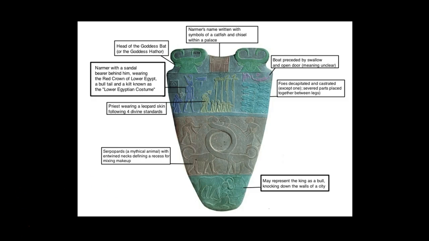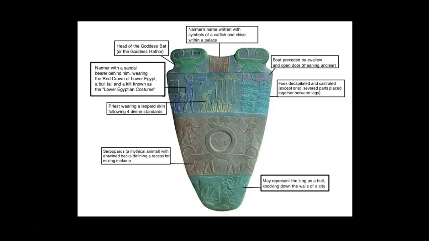In addition to the primary scenes, the palette includes a pair of fantastic creatures known as sauropods. And I said they were lions. They're actually leopards with long, snaky necks who are collared and controlled by a pair of attendants. Their necks intertwine and define the recess where the makeup preparation took place. So this is the actual part of the palette where they would grind the minerals for the eye makeup.